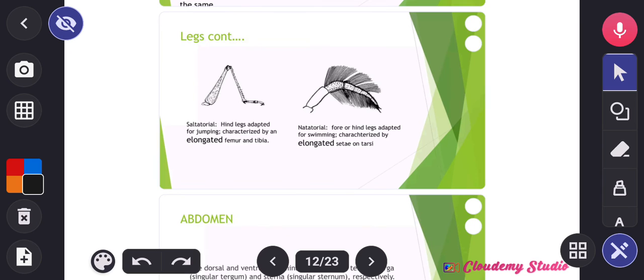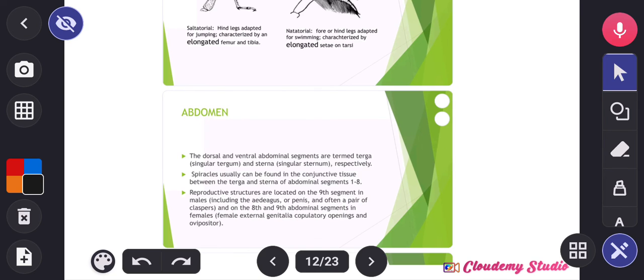Now we have what we call the saltatorial legs, the hind legs adapted for jumping and characterized by elongated femur and tibia. I think it is mostly found in grasshoppers. You understand? And we have the natatorial legs, where the fore or hind legs are adapted for swimming, characterized by elongated setae or tarsi that help them stay on water. You understand? Those are the types of legs that we have in insects, and those are the components of the thorax that we have in insects.